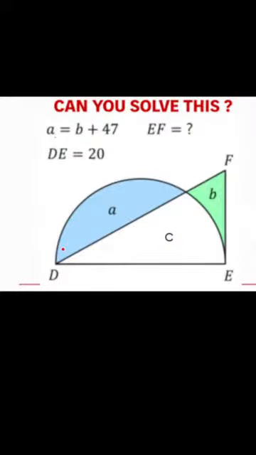A plus C is going to be a semicircle, right? So find the area of the semicircle. A plus C is 50 pi. I solved this. It's going to be pi r square by 2.